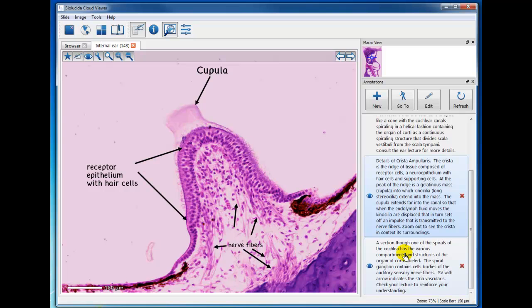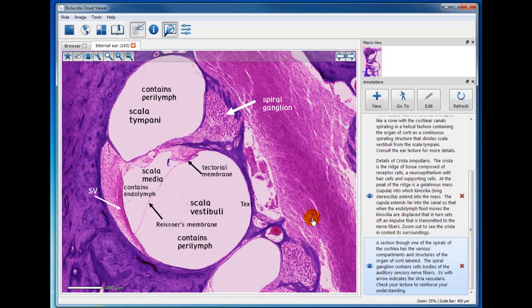So the other annotation is an enlargement of one of the cochlear canals, which is divided into scala tympani, scala media, and scala vestibuli. And these two contain perilymph, and then the scala media compartment contains endolymph. So these structures are labeled, and you can refer to the lecture for the importance of these structures.